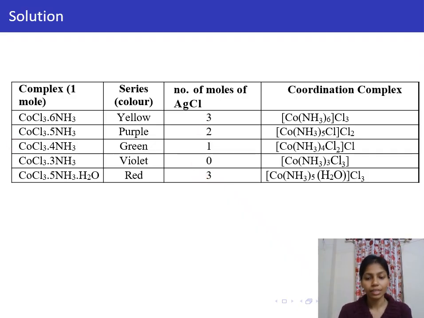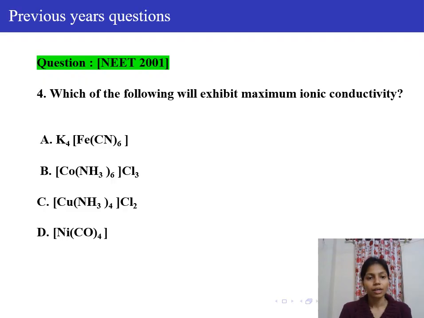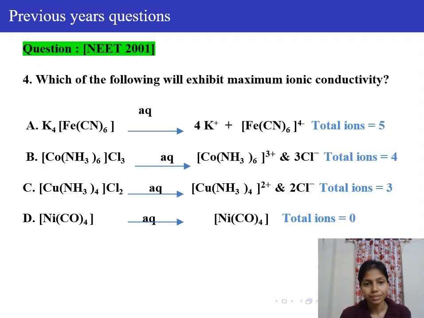Let us see another question. This came in 2001. What it is asking is, which of the following will exhibit maximum ionic conductivity? Here are some examples of coordination complexes. Ionic conductivity depends on the number of ions. If more ions are present, the ionic conductivity will be more. So among these complexes, how many ions will each produce? Let's see in the next slide.